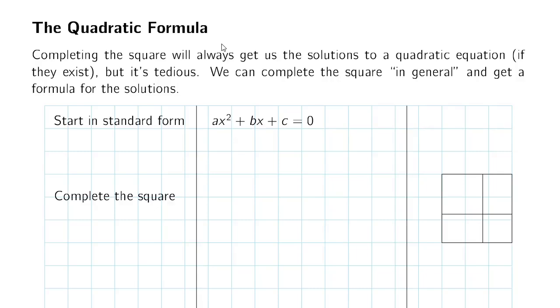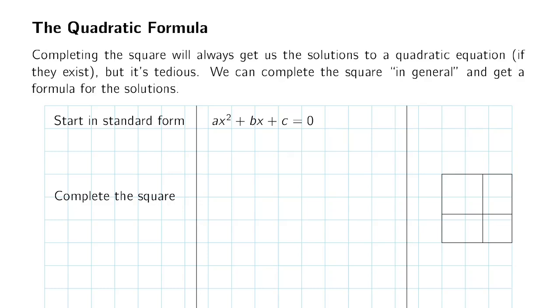So completing the square is a technique that will always get us all of the solutions to a quadratic equation, assuming there are any solutions. But it's a kind of tedious process. And after we've done it a few times, we start to notice that it's actually the same every time.